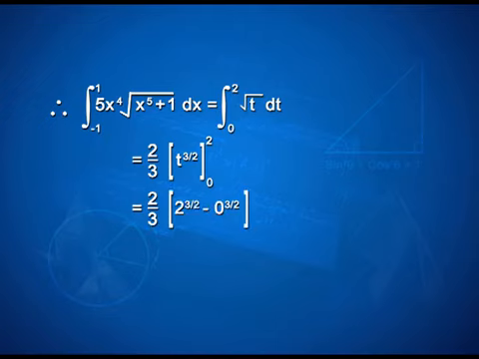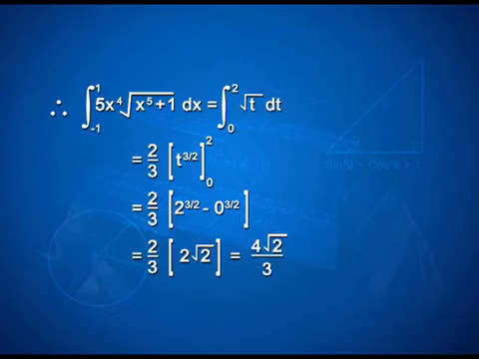On applying limits, we get 2/3 times 2^(3/2) minus 0^(3/2), which on simplification gives 2/3 times 2 root 2, and thus we get the answer as 4 root 2 upon 3.